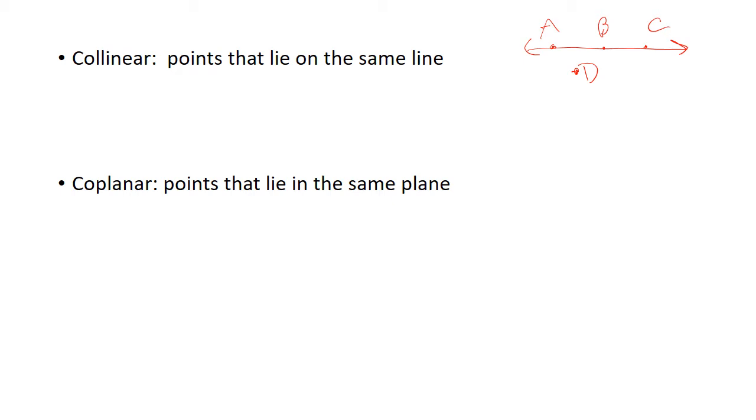You could also have points on a plane that are coplanar. So if we have our plane and we have A, B, and C, those would be coplanar. They're on the same plane. But you might have D over here. That would be non-coplanar.